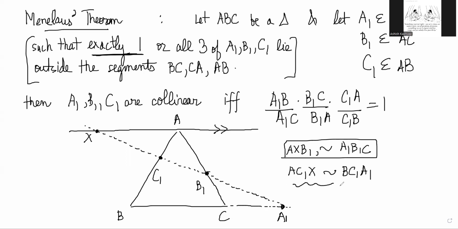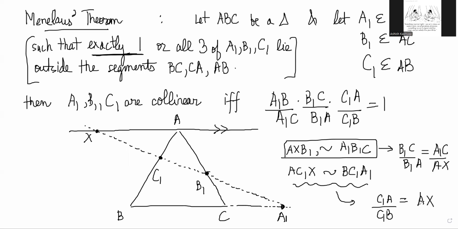Yeah, so from these you will get the appropriate ratios. From this, you will get the ratio B1C by B1A is equal to A1C by AX. And from here, you would get C1A by C1B is equal to AX by A1B. And then if you calculate these three products, you will realize that they cancel and become 1.